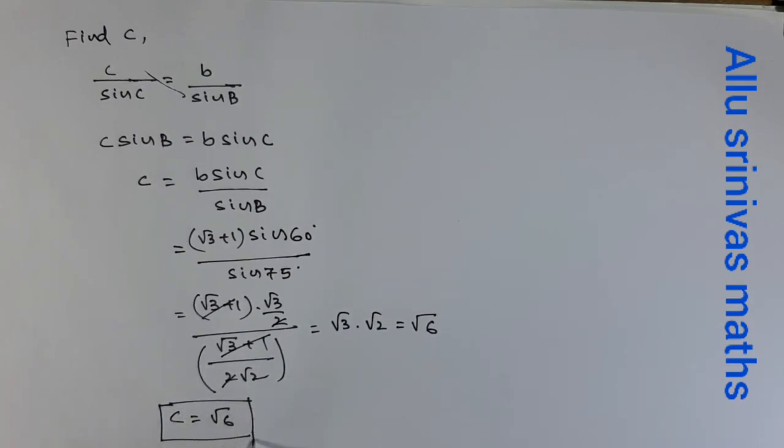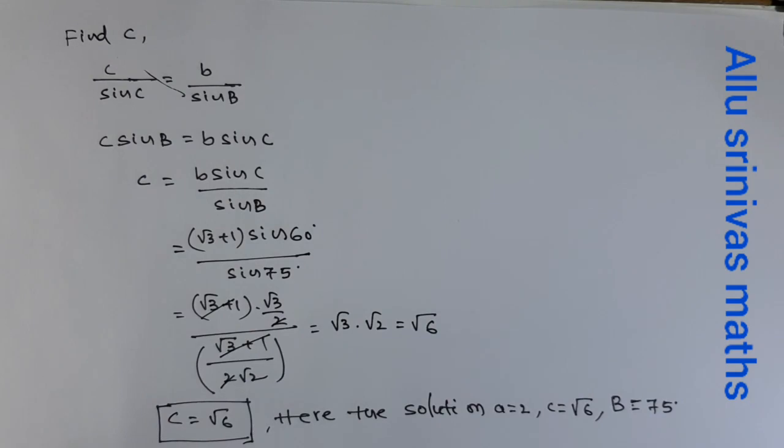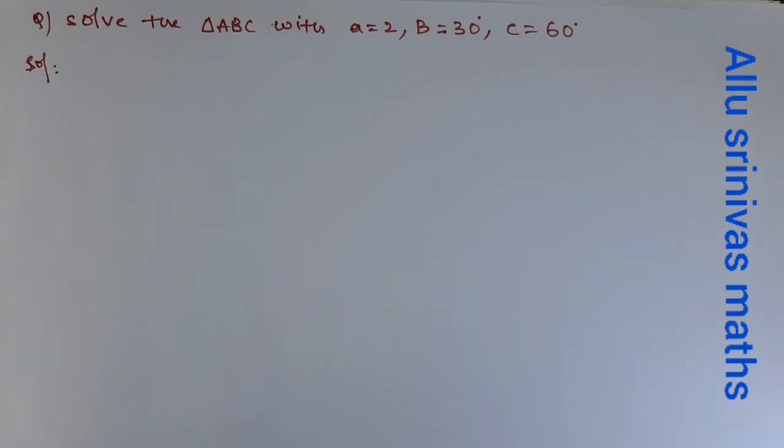Here the solution is side A equal to 2 and side C equal to root 6 and angle B equal to 75 degrees. This problem is also solved by calculator very easily. We take another problem in this method.